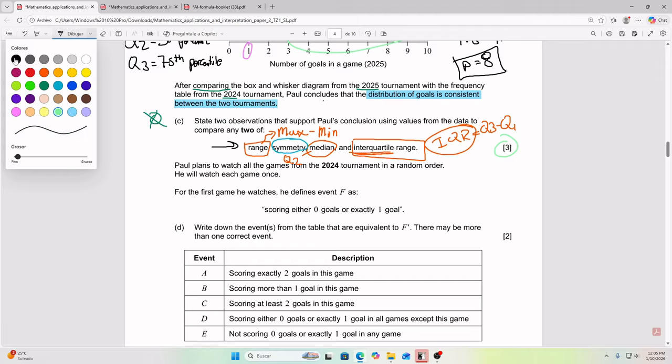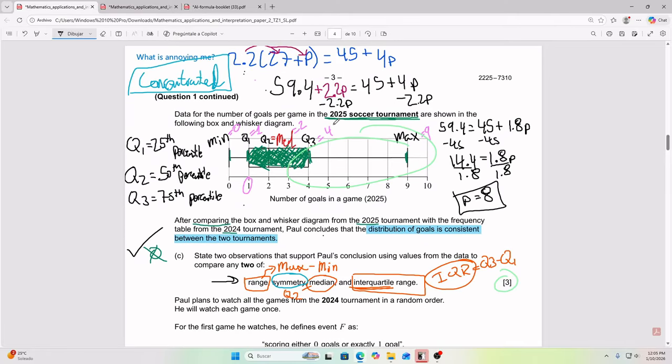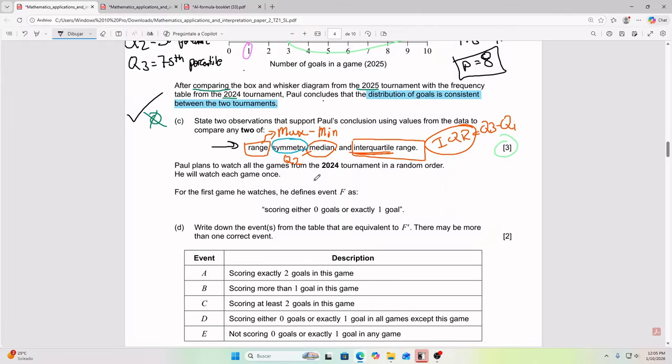part C. So part C was a little bit longer, but we did go over all the tools we need to do. We learned a little bit about the skew graph. So worth it. Now we have that our good old friend Paulie plans to watch all the games from the 2024 tournament in random order because Paulie has a lot of time. And he's a little bit of a nerd, which I share. So he will watch each game once. And for the first game he watches, he defines event F as scoring either 0 goals or exactly 1 goal.